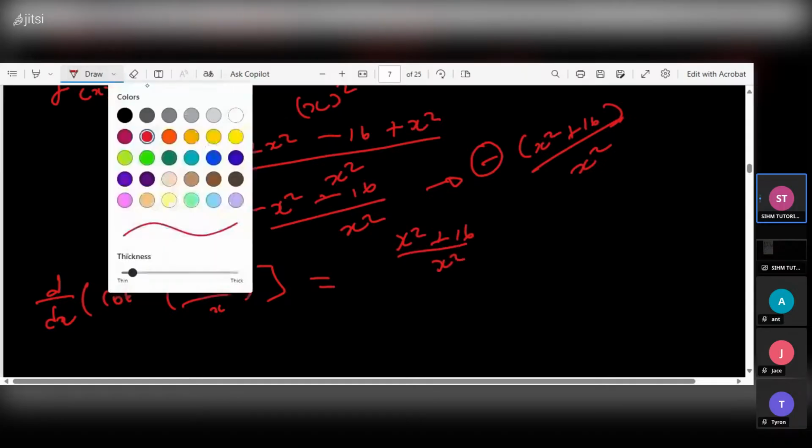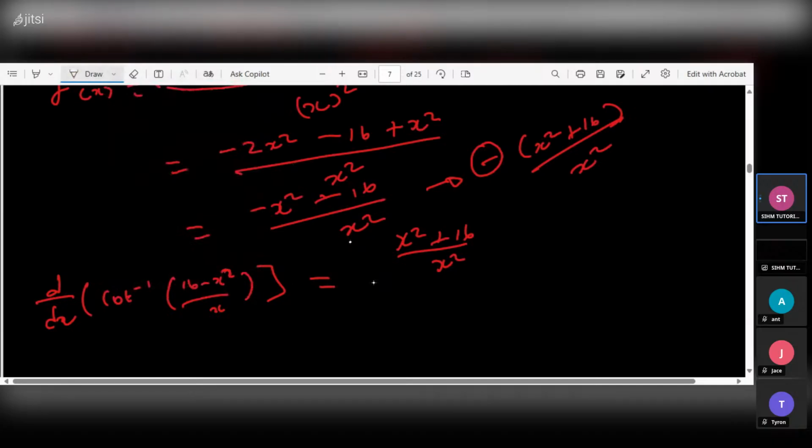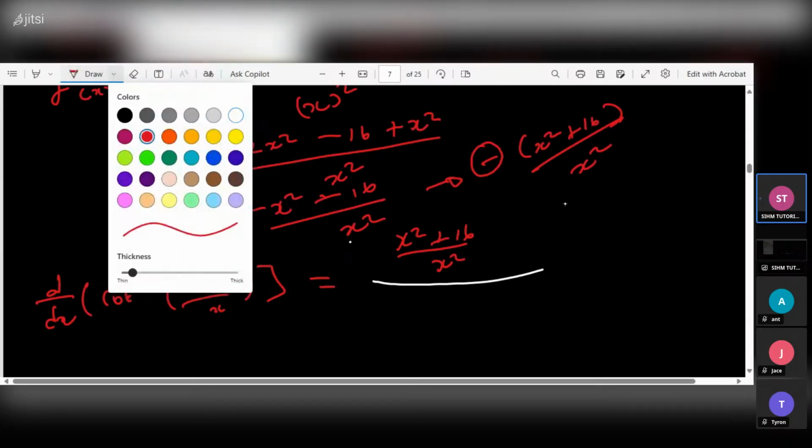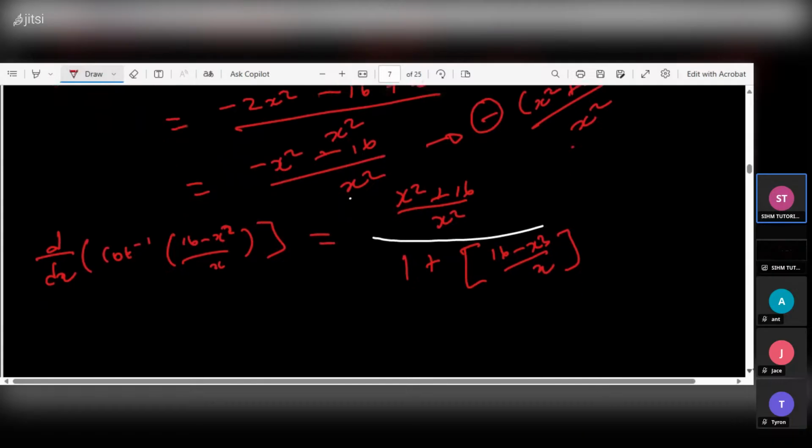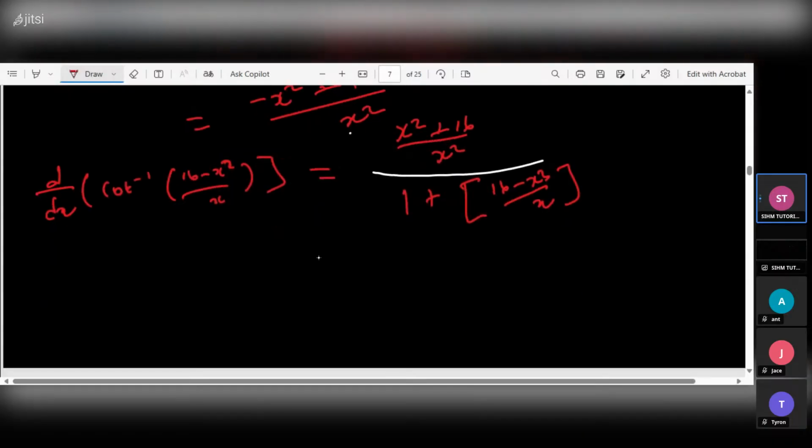So now we need to put the main division, which is that one. I'm going to say that x squared plus 16 divided by x squared is going to be 1 plus the square of the function. This is our function. So we're going to say the square of the function (16 minus x squared) divided by x, in that way.